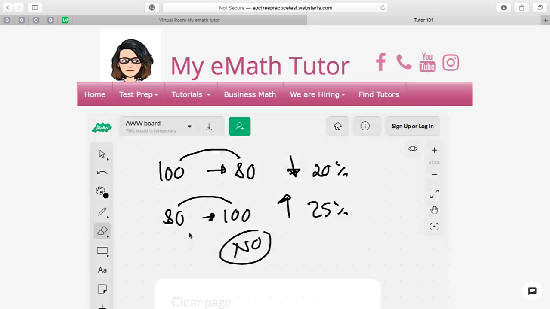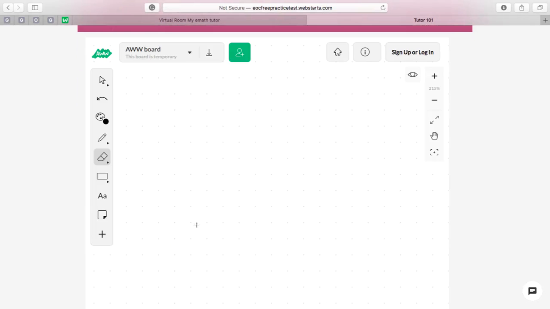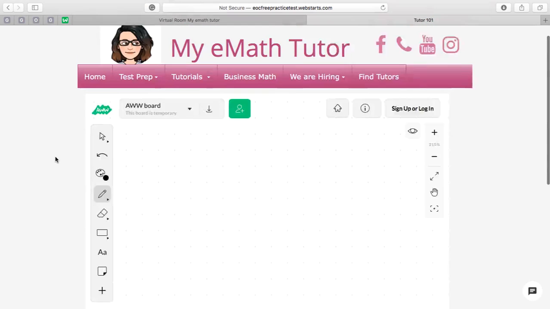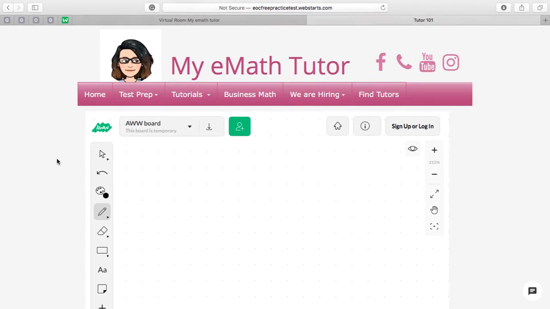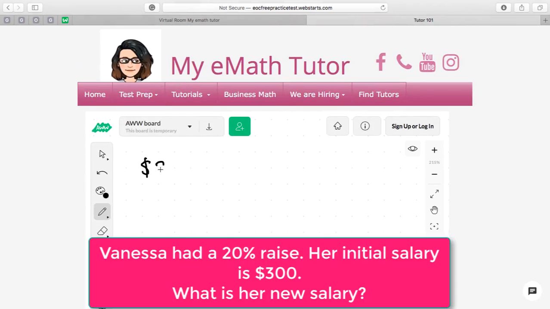Now, let's talk about the other type of word problem that you're going to have in the typical test. The typical test will tell you, Vanessa made $300 last week. This week, she got a raise, I'm just going to put 20%. What is her new salary? So basically, they're telling me that out of 300, you're going to go up 20%. What is going to be your new salary?